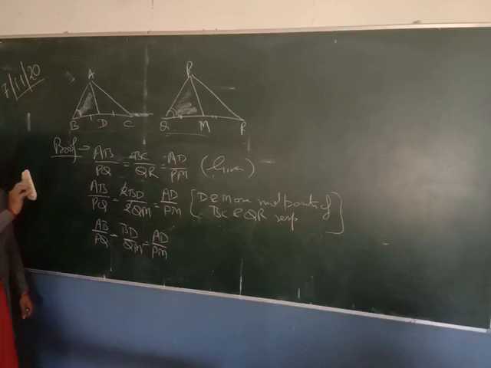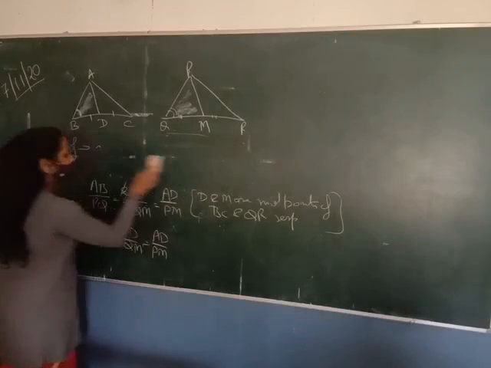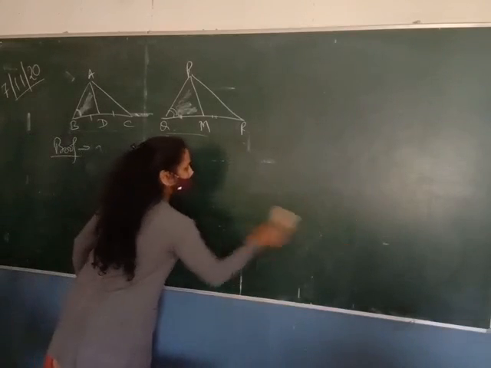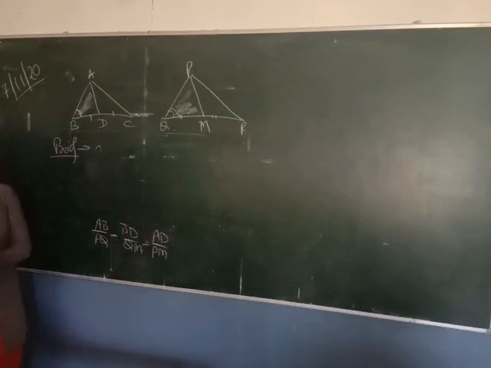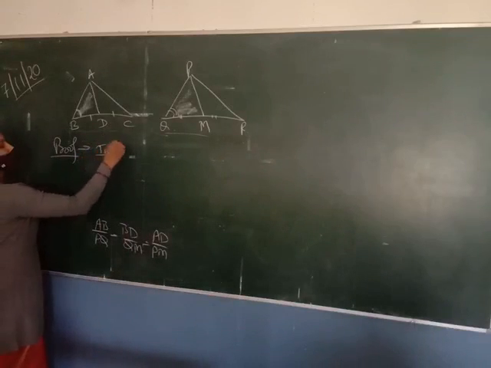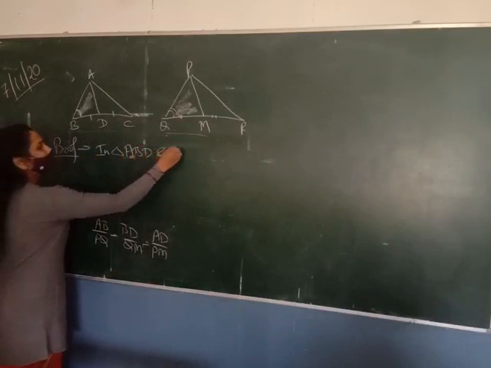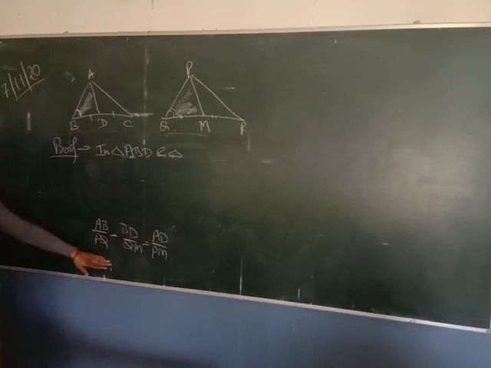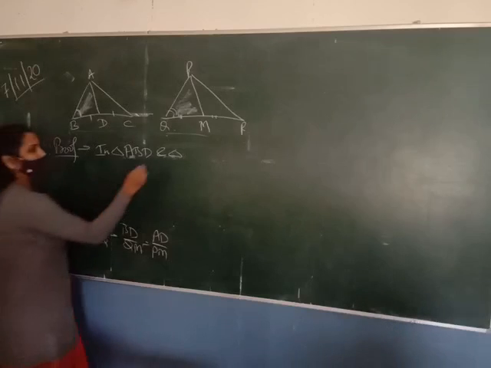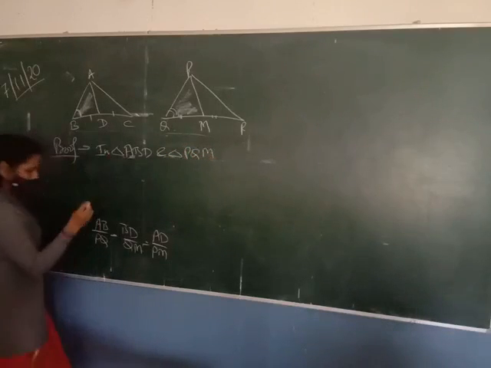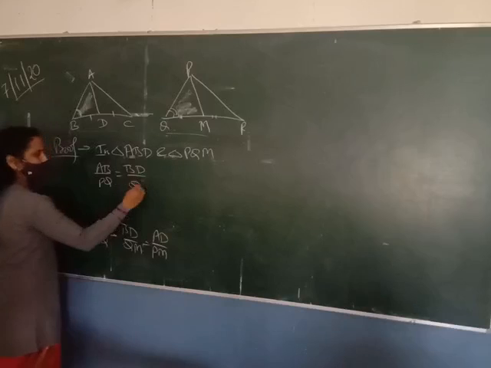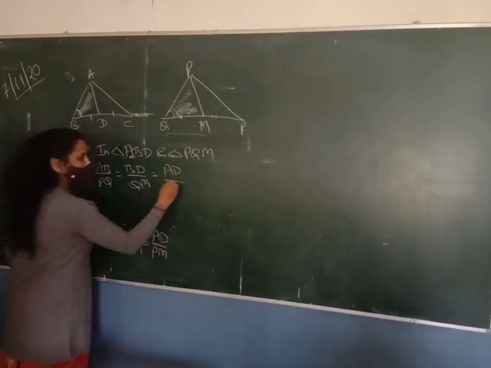Now can I run this part? Okay. Now we have proved that these ratios are equal. Nishan, continue. Now in triangle ABD and triangle PQM, we will write the ratios are equal: AB upon PQ is equal to BD upon QM is equal to AD upon PM.